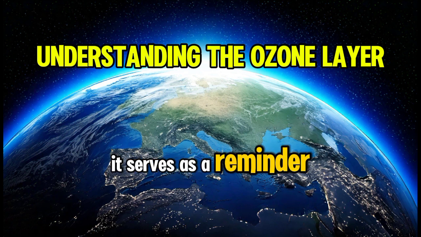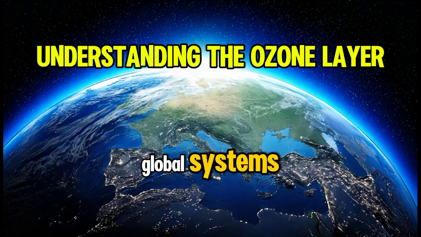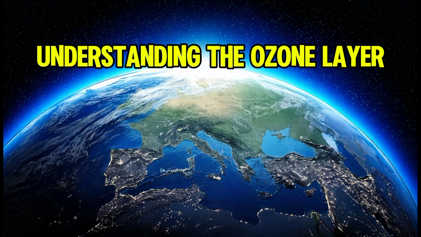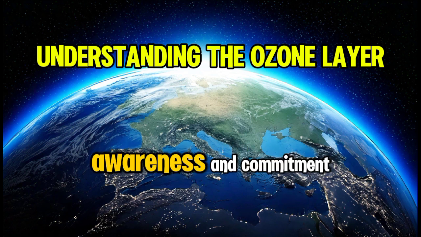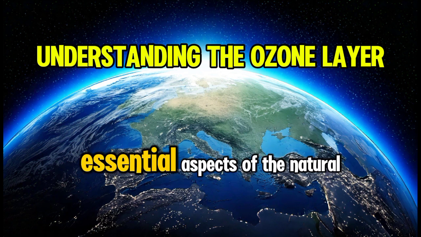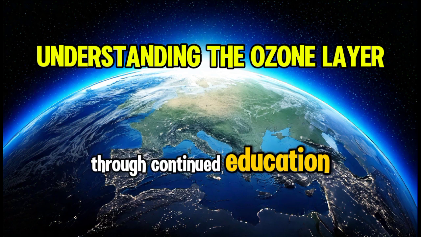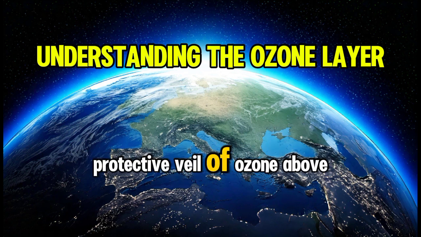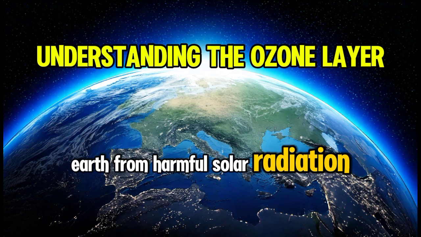It serves as a reminder of how interconnected we are with the environment, how our actions can impact global systems, and how scientific understanding can guide us towards sustainable practices. The story of the ozone layer is one of hope, showing that with knowledge, awareness, and commitment, humanity has the power to protect and preserve essential aspects of the natural world for future generations. Through continued education, research, and collaboration, we can ensure that the protective veil of ozone above us remains intact, safeguarding life on Earth from harmful solar radiation.